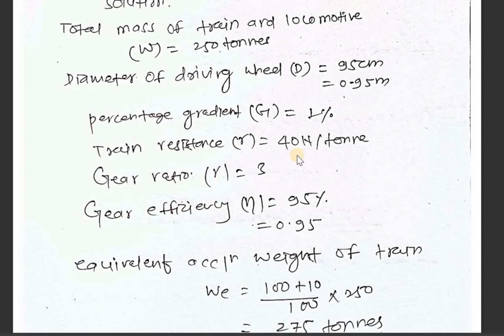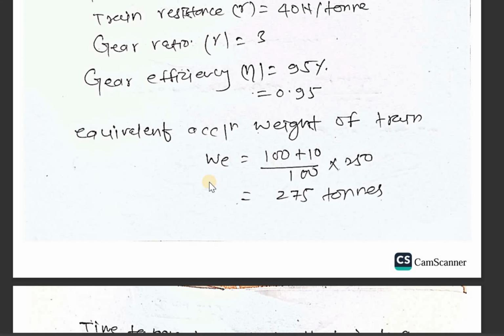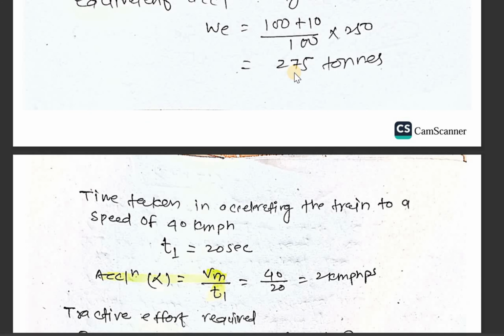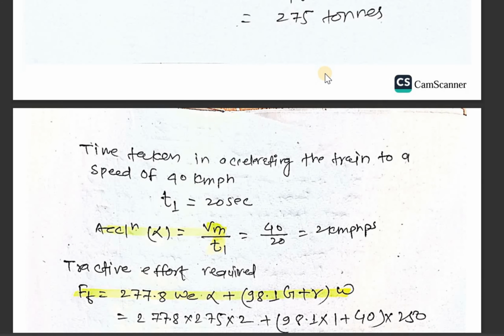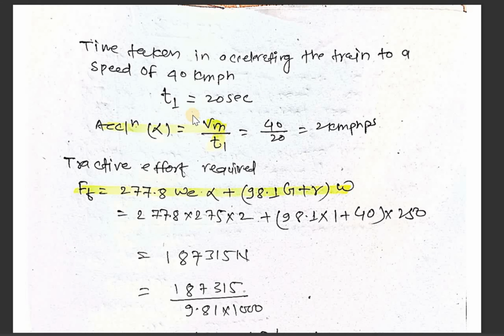gear ratio 3, gear efficiency 0.95. The effective accelerating weight of the train We equals (100 plus 10) upon 100 into 250, that is 275 tons. Time taken in accelerating the train to a speed of 40 km per hour, t1, is 20 seconds. So acceleration alpha equals V1 upon t1, that is 40 upon 20, 2 km per hour per second.